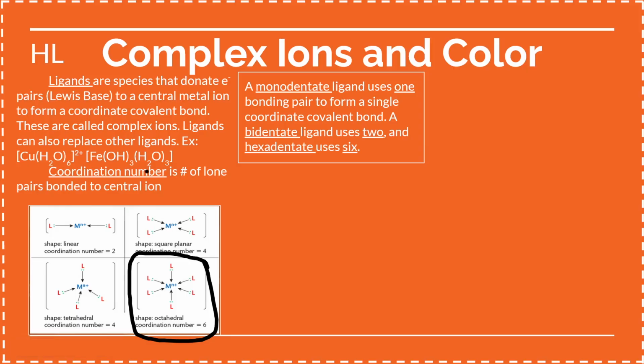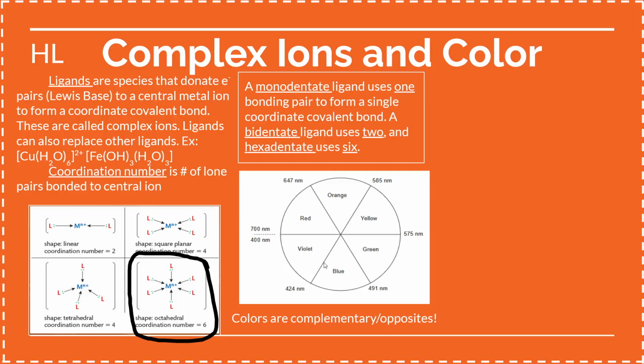Now, ligands can actually donate more than one pair of electrons. So a monodentate ligand uses one bonding pair to form a single coordinate covalent bond, like water. A bidentate ligand uses 2, and a hexadentate uses 6.